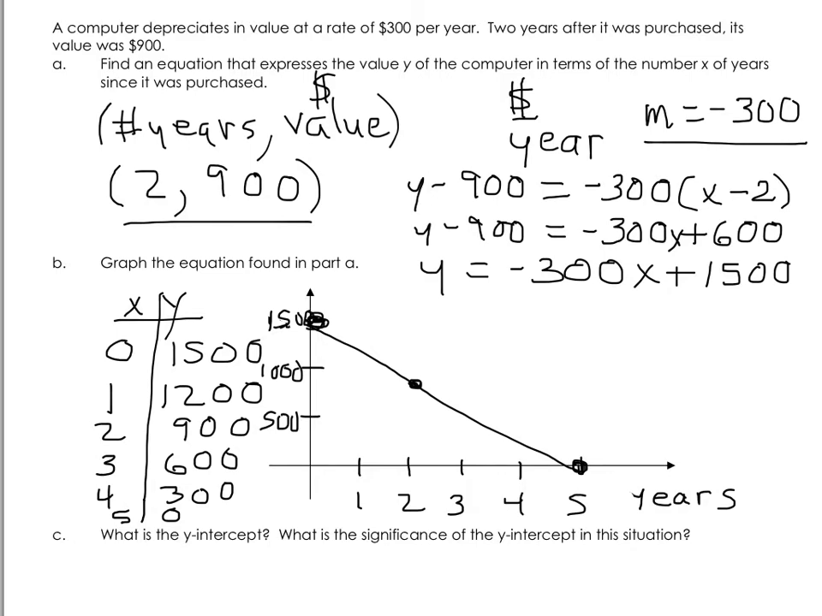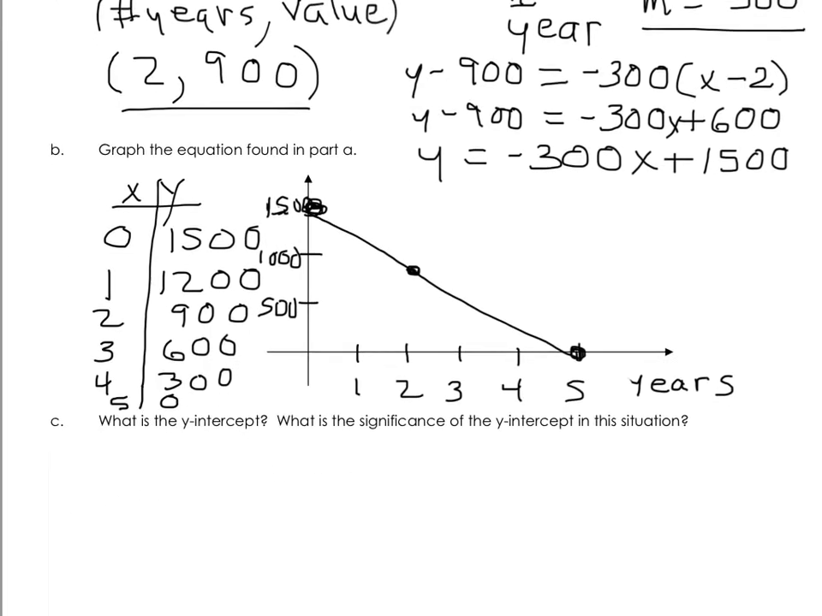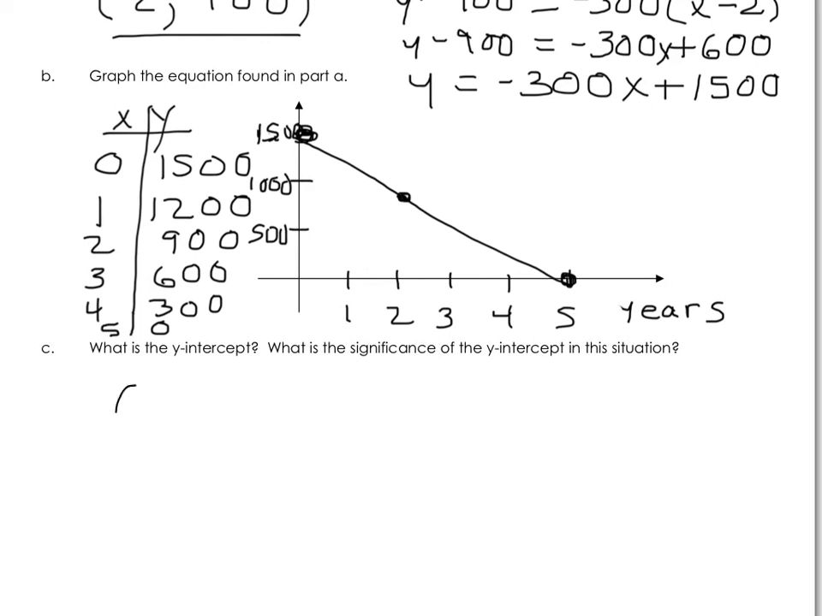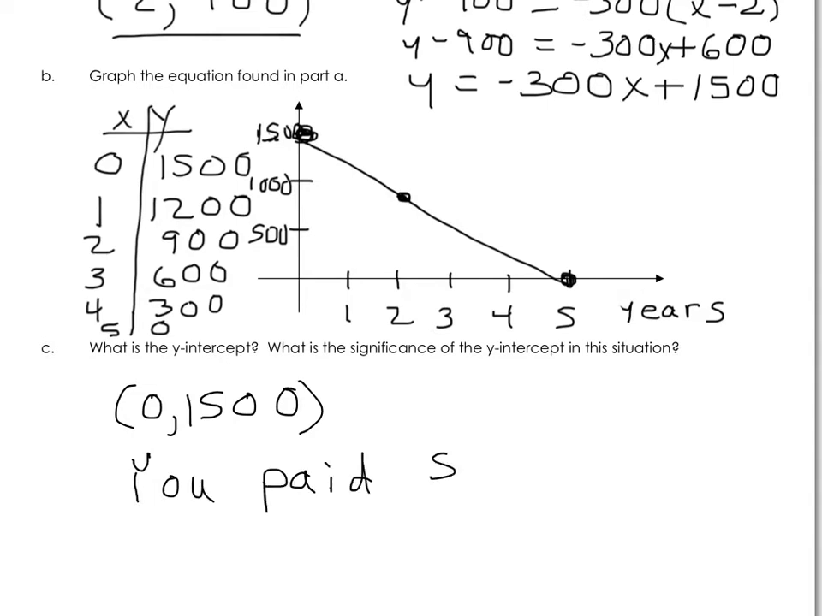So what is the y-intercept? We know that's the point (0, 1,500). What is the significance of the y-intercept in this situation? Number of years since you've bought it is 0. That means you just bought it, and it's worth $1,500. I bet that's how much you paid for it. You paid $1,500 for the computer.